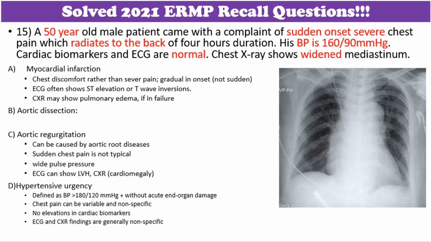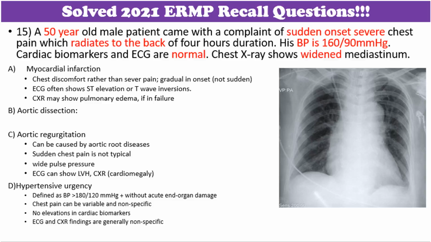Aortic regurgitation can occur at any age but is more common in older adults or those with connective tissue disorders. The chest pain is less common and may be associated with exertion. Patients may present with symptoms of heart failure, such as shortness of breath and fatigue. The blood pressure may show a wide pulse pressure, and ECG can show left ventricular hypertrophy due to chronic volume overload. Chest X-ray findings might include an enlarged cardiac silhouette and signs of heart failure. Aortic regurgitation is not typically associated with sudden onset severe chest pain or a widened mediastinum.